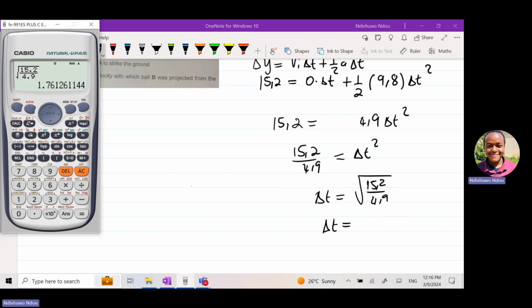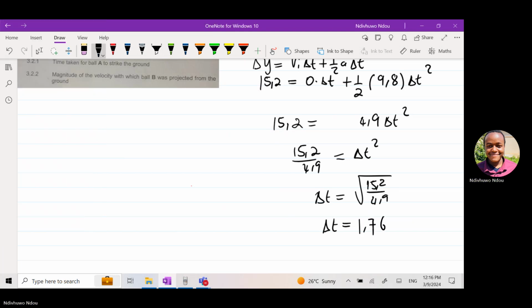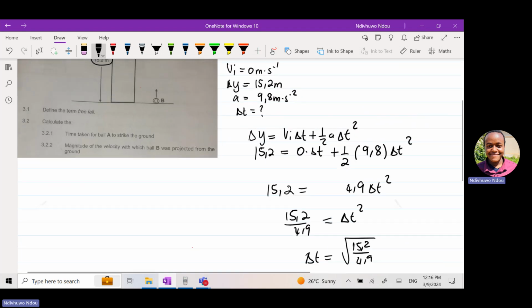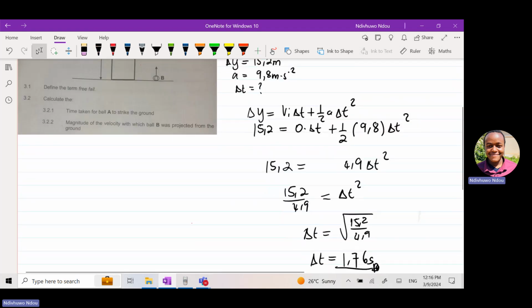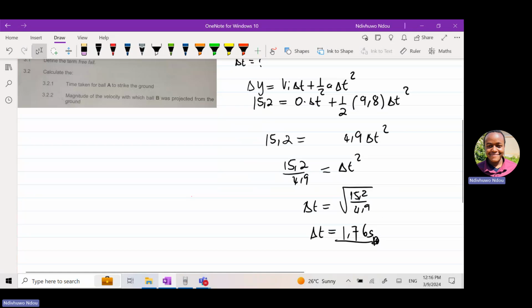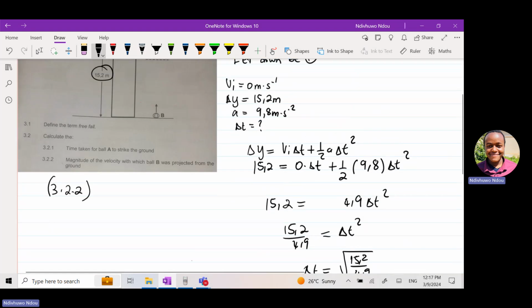4.9. Then we see it's going to take 1.76 seconds for ball A to reach the ground. Okay, so we have answered question 3.2.1. A very interesting question that I want us to focus on is 3.2.2. Quite a tricky and exciting question.